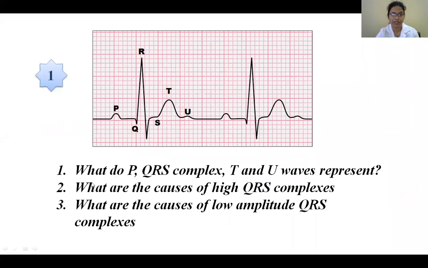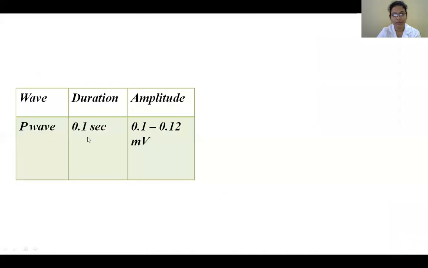So this is the first question. In this ECG strip, what do the P, QRS complex, T and U waves represent? What are the causes of high amplitude QRS complexes and what are the causes of low amplitude QRS complexes? As we know, this is a P wave, this is a QRS complex, this is the T wave and this is the U wave. So the answer for the first question is: the P wave, whose duration is 0.1 second and amplitude varies from 0.1 to 0.12 millivolts. The cause of the P wave is atrial depolarization.